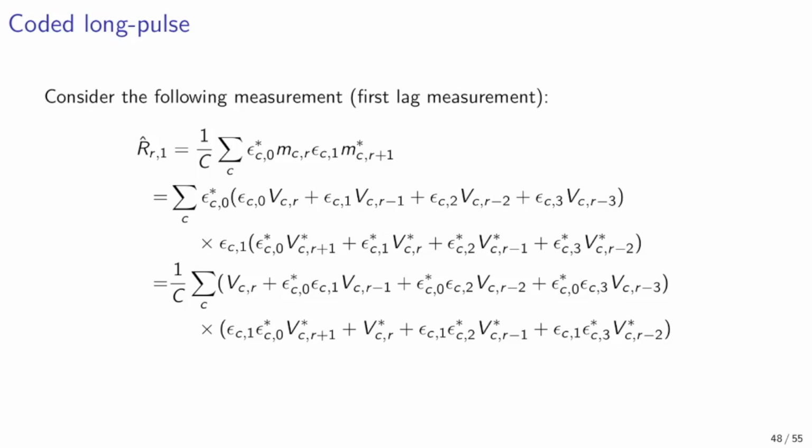Consider the following estimator for the autocorrelation function. In this case, we average over all of the codes in the code group, and we multiply the received signal at time r with the received signal at time r plus 1, conjugated. We also use these terms here to undo the coding, just like we did with the double pulse. If we expand this expression, we can arrive at this expression. Here, the coding has been undone for range r. All of the other terms that include scattering from different ranges still have code terms attached to them.